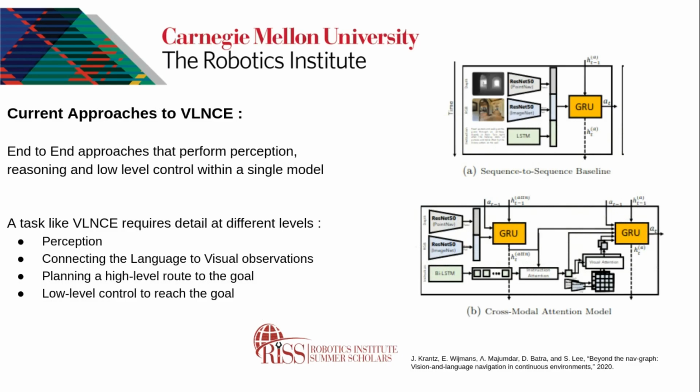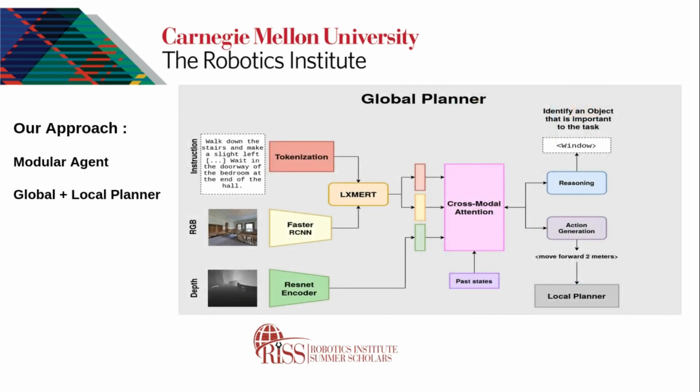The current approaches to VLN-CE are end-to-end, performing perception, reasoning, low-level control, and other functions in a single model. A task like VLN-CE, which is intrinsically hierarchical, requiring attention to detail at different levels, makes it difficult to fit all of these requirements in a single model. Hence, we believe that a modular agent can help solve this task. We present a modular agent in the form of a global and local planner.